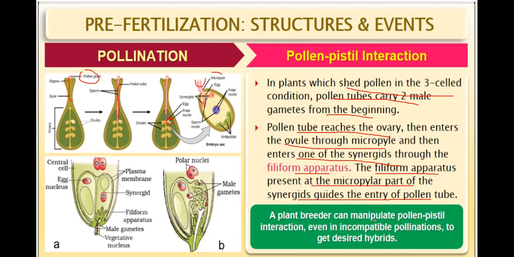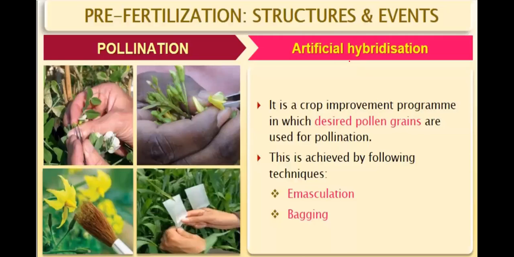A plant breeder can manipulate pollen-pistil interaction, even in incompatible pollination, to get the desired hybrid. Now, artificial hybridization. What do you mean by artificial hybridization? It is a crop improvement program in which desired pollen grains are used for pollination. This is achieved by the following methods: emasculation and bagging. Now, what is emasculation? What is bagging?